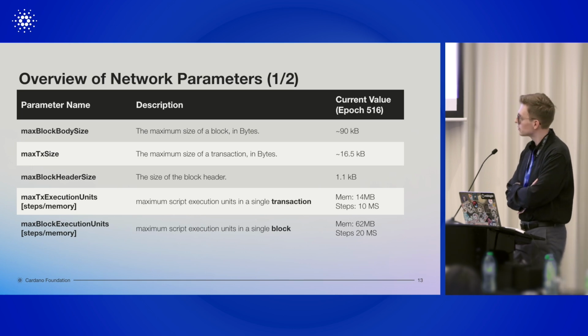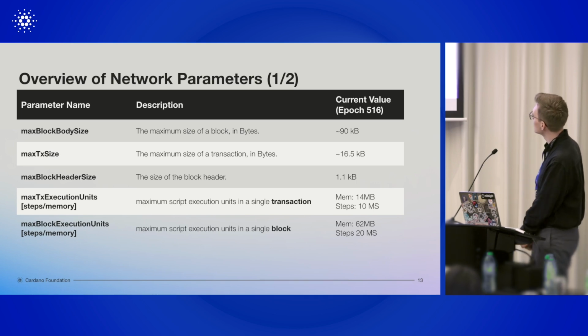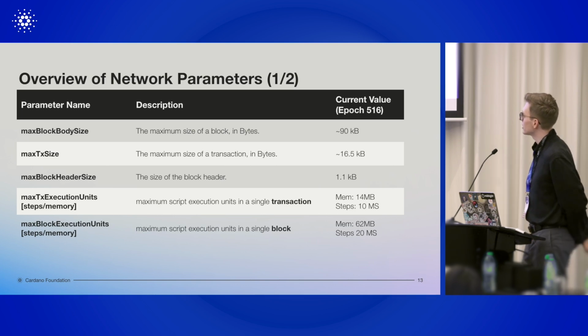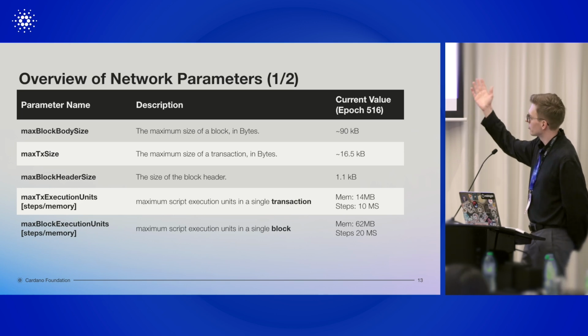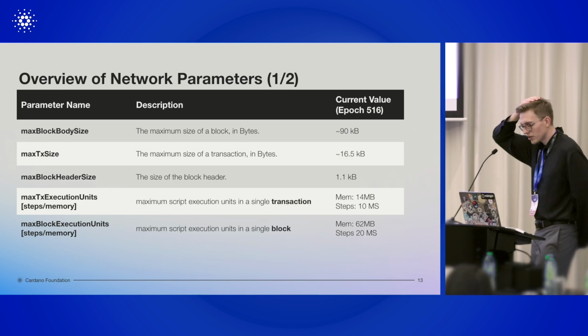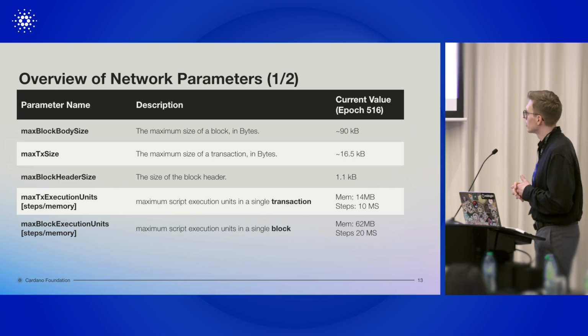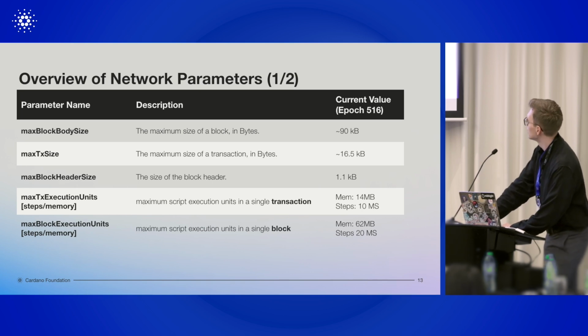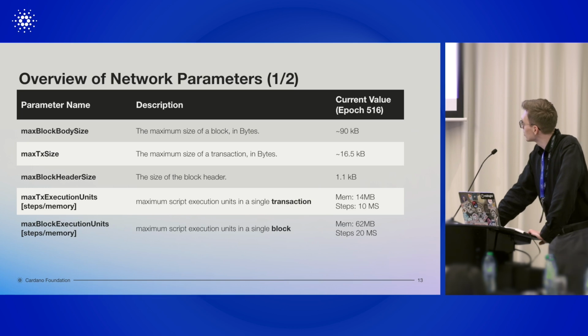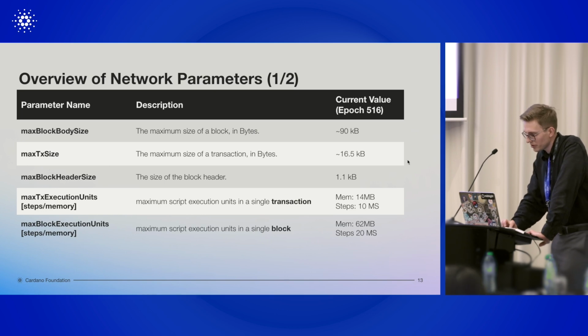So we have the max block body size, which is the maximum size of a block in bytes. So it's around 90 kilobytes. Then we have the max transaction size, which, very self-explanatory, is the maximum size of a transaction in bytes, which is around 16.5 kilobytes. And same for the block header, which is 1.1 kilobytes. You'll have access to these slides at a later stage, so you can understand what these parameters do. And then we also have 2 parameters that affect scripts: the maximum script execution units in a single transaction, and also the maximum script execution units in a single block. And those are the network parameters.